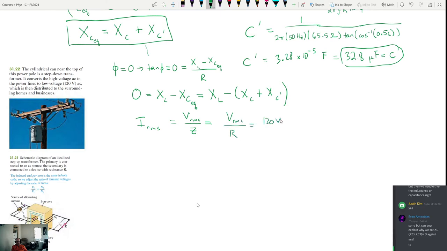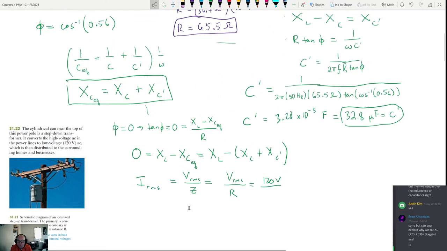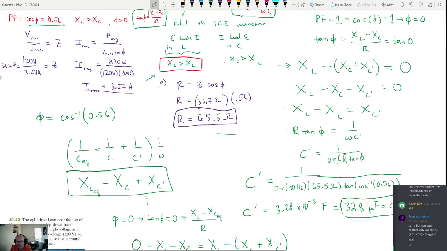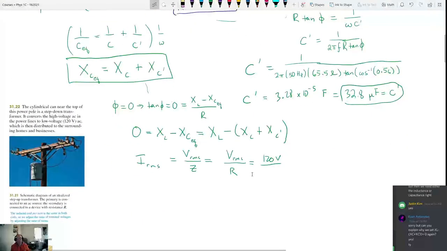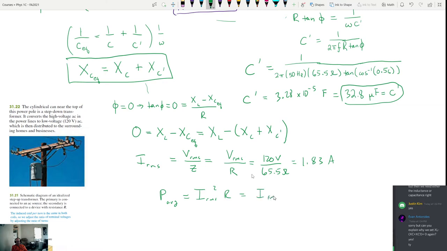So if we take 120 volts and we divide by R, which was 65.5, we're going to get, maybe this ends up being the same thing in the long run. Maybe this, I don't know. Our new current is 1.83 amps. So now, our average power, P average, we can either find by doing IRMS squared times R, or we can find it by doing IRMS times VRMS times cosine of phi, but phi is now 1. So either one of these will work.